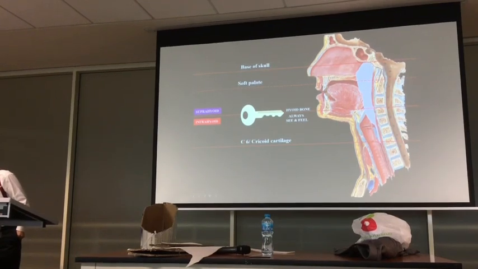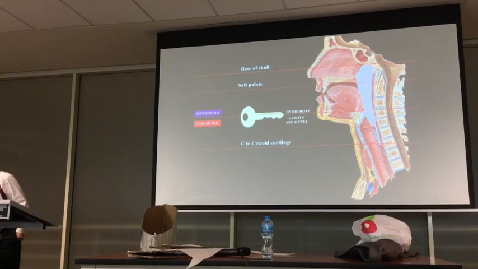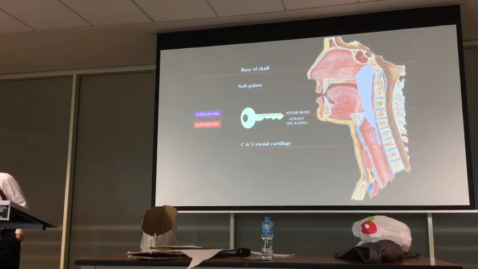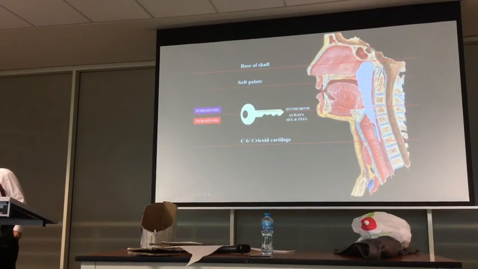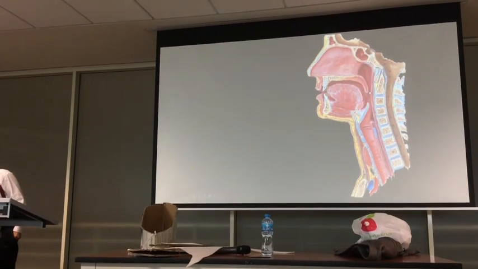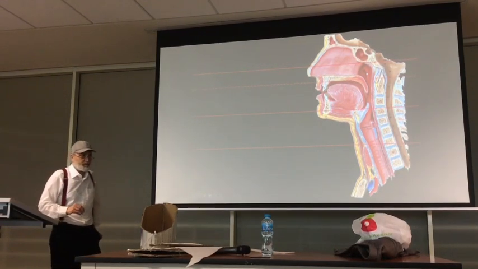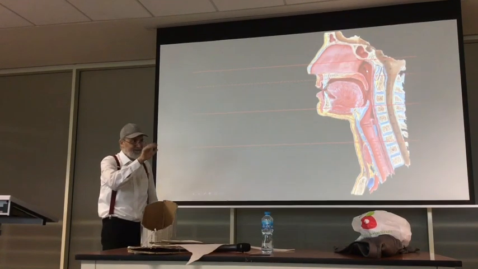Soft palate, when it is stretched and elevated, will separate the nasopharynx from the oropharynx. The most important feature in the nasopharynx is this tube called the Eustachian tube. Eustachian tube in the baby, 5 minutes, okay?